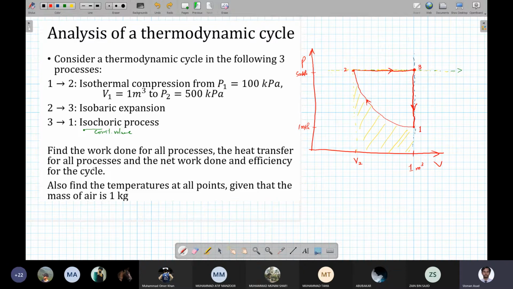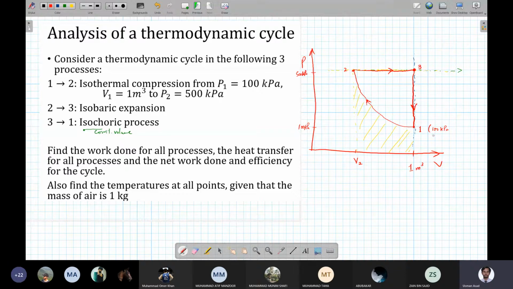ठीक है? So पहला step is often just finding out all of the states. All we know so far is कि 1 पे हमें pressure पता है जो कि है 100 किलो पास्कल, टेम्परेचर भी नहीं पता हमें, और वॉल्यूम पता है जो कि 1 meter cube है. But we also know that the mass of the air is 1 kg.